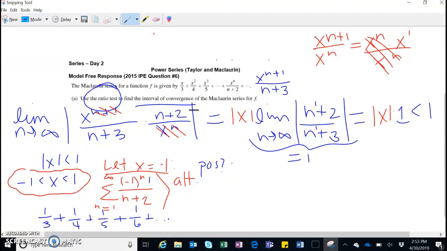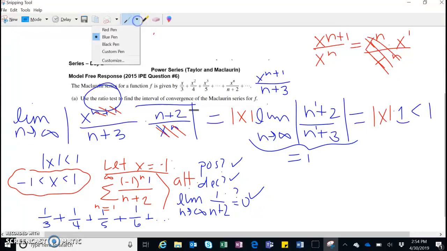So are all my terms positive? Yes. Are they decreasing? Yes, because the denominators are growing. So of course the fractions are getting smaller. And then third one, does the limit as n approaches infinity head to 0? Or what do you think? Does it? It sure does. The bottom's very big. So I have all three conditions met based on the alternating series test. This thing converges at our first endpoint of -1. So I can go include that one.